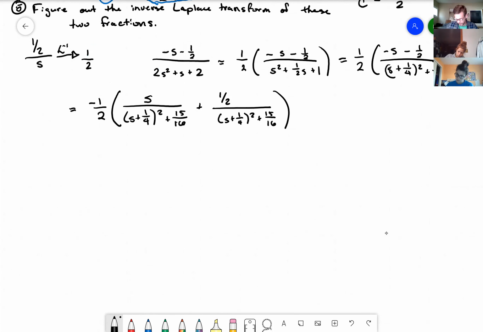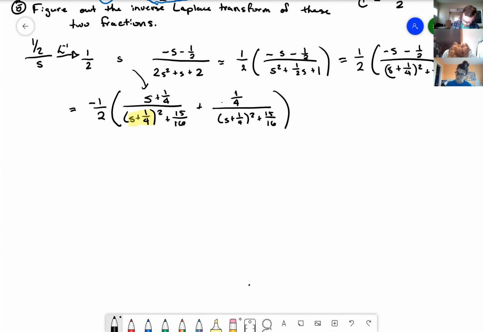Okay, so I want something in the form s over s squared plus a squared. Maybe I should go ahead and do some rewriting here because I want this one to be in the form s, well, our s here is really going to be not really s, but s plus 1/4. That's the thing that we have squared. So I want my numerator to be s plus 1/4 too. So what I'm going to do is I'm just going to borrow a quarter from this 1/2. So s plus 1/4, and 1/4 taken away from this 1/2, I'm left another 1/4. So that's pretty good.